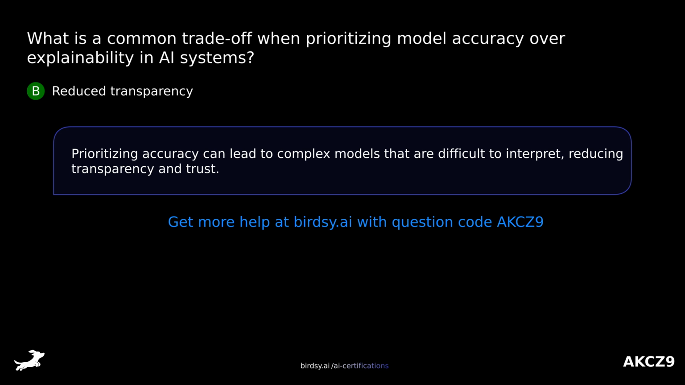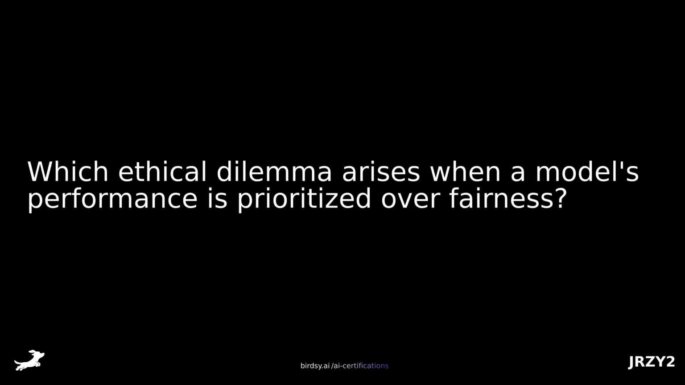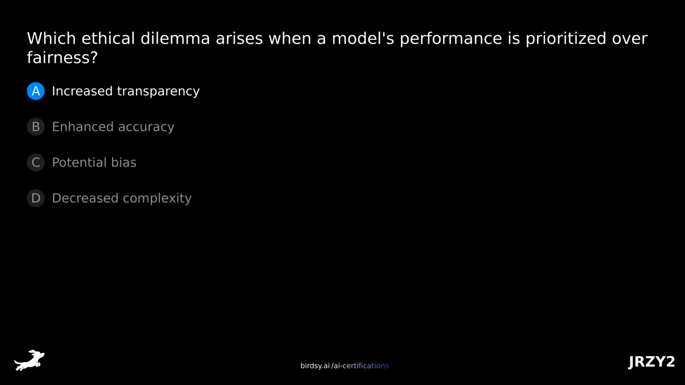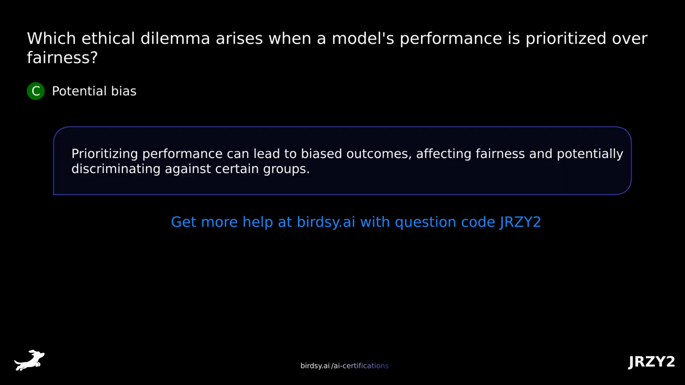Prioritizing accuracy can lead to complex models that are difficult to interpret, reducing transparency and trust. Which ethical dilemma arises when a model's performance is prioritized over fairness? Is it A, increased transparency, B, enhanced accuracy, C, potential bias, or D, decreased complexity? The answer is C. Prioritizing performance can lead to biased outcomes, affecting fairness and potentially discriminating against certain groups.